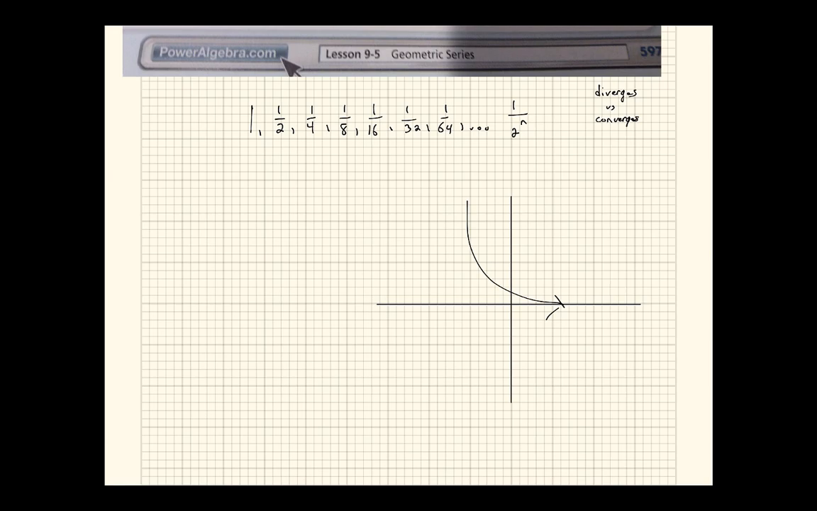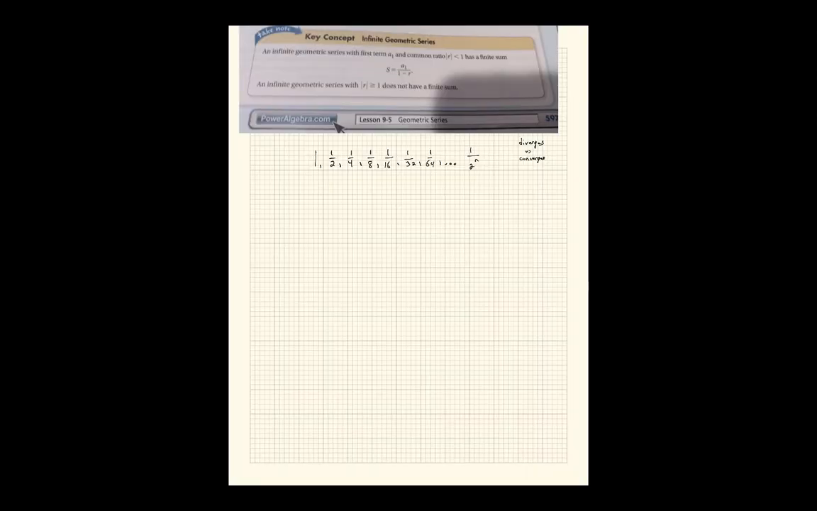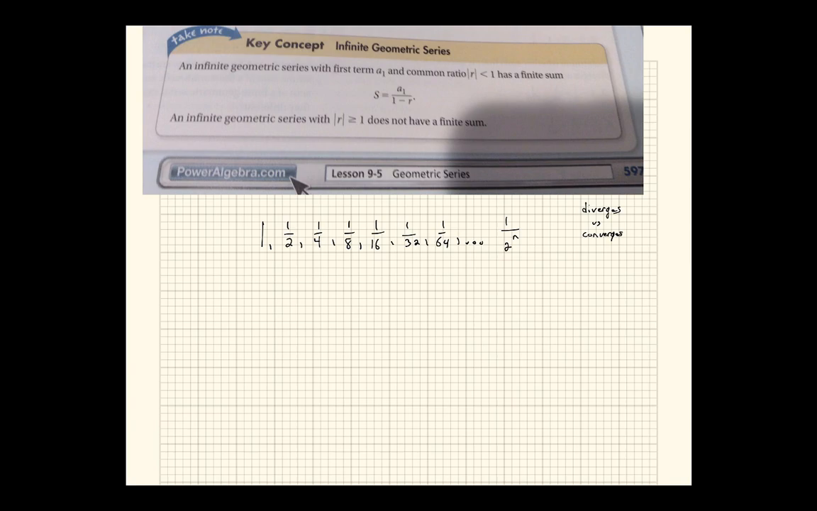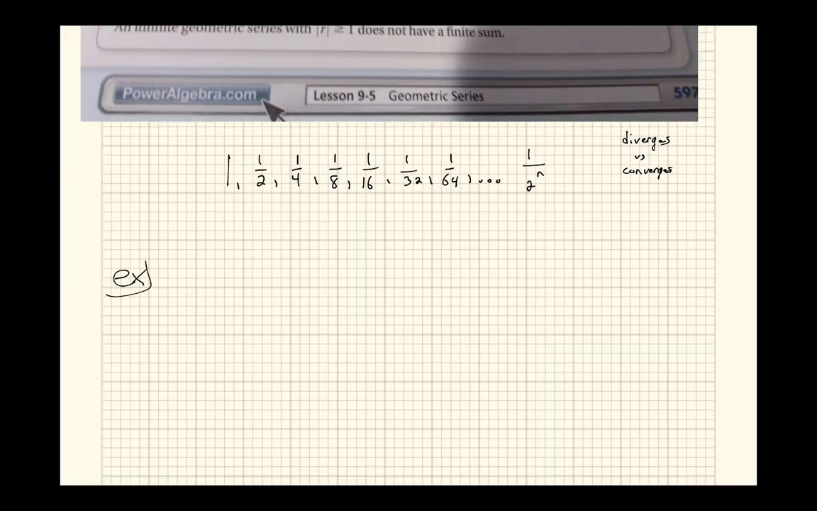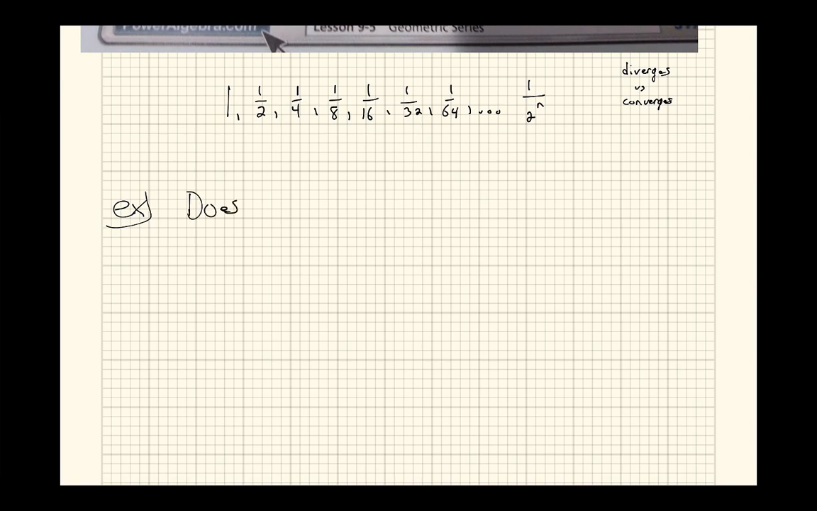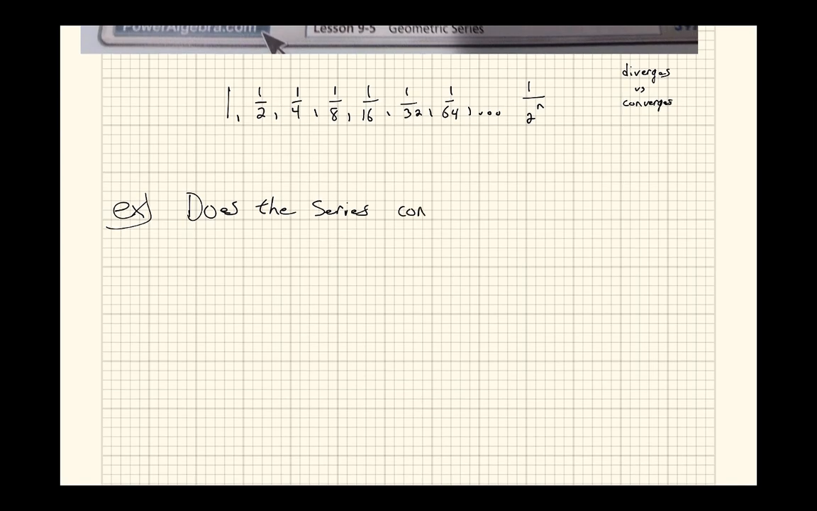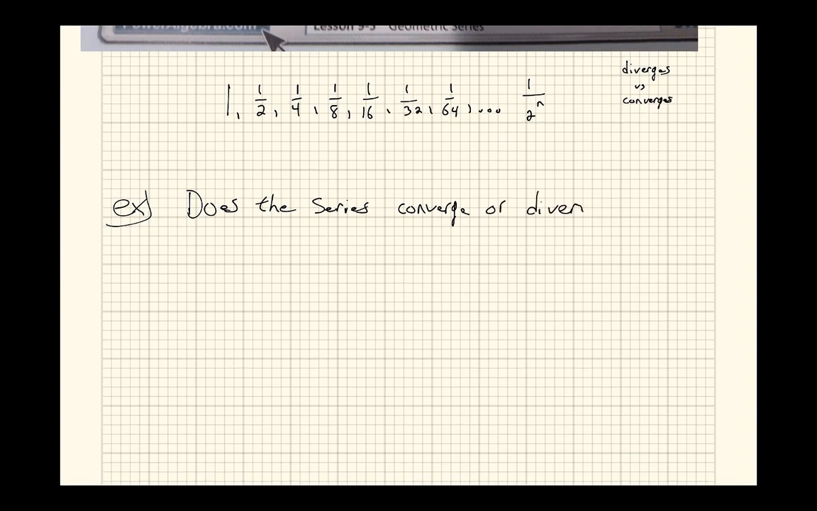So again, if the absolute value of r is less than 1, it's going to converge, and it does have a sum. This is the formula for finding it. So let's go ahead and do an example. This will be the last thing we do today. Well, we'll do two examples. Does the series converge or diverge?